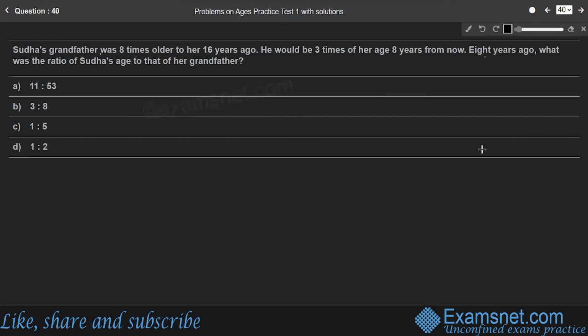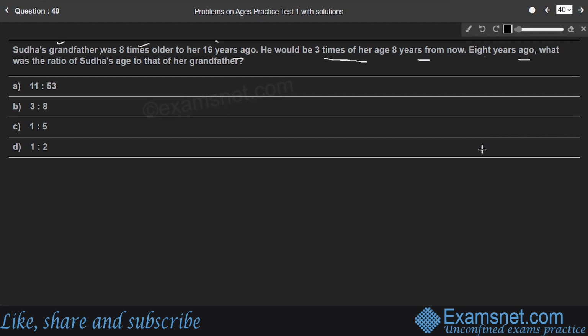Question number 40. Sudha's grandfather was 8 times older to her 16 years ago. He would be 3 times of her age 8 years from now. 8 years ago, what was the ratio of Sudha's age to that of her grandfather?